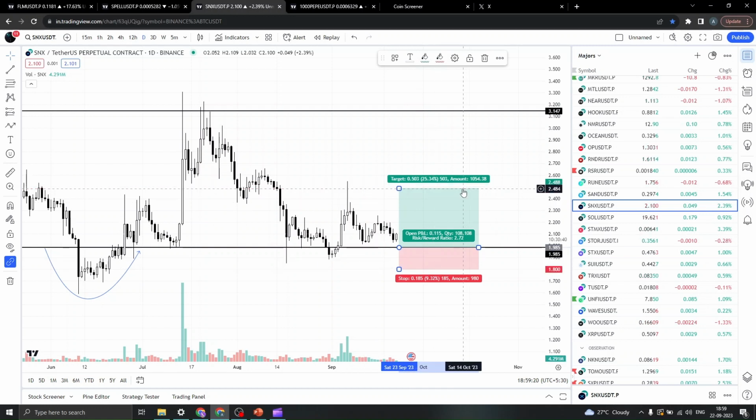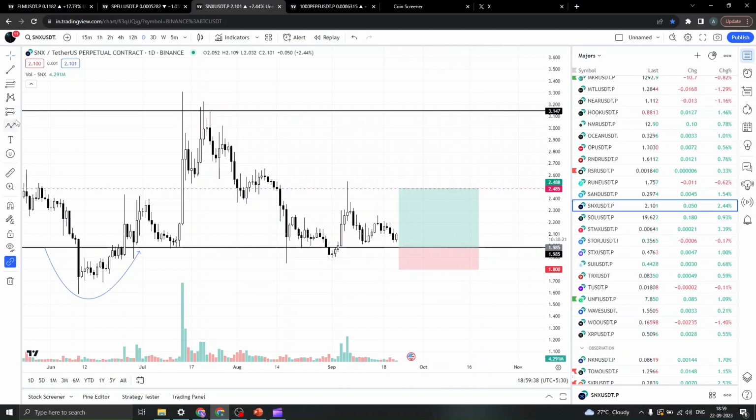For example, if we hit TP, then our amount will increase to 1054. That means we will gain $54, and if we take a loss, then we are risking only 2% of 1000, that is just $20, so we'll have $980 remaining. So this is for long trade.